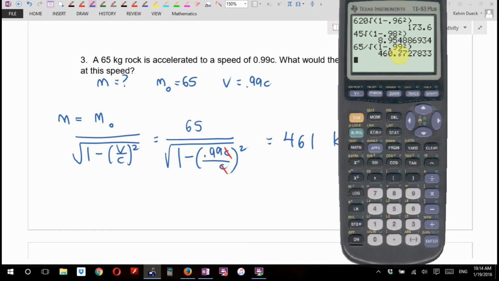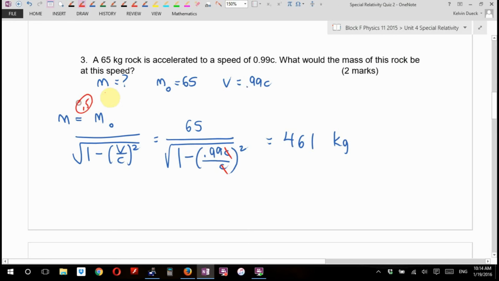460.8. I would take 460, rounded off properly, same as before. Also, half mark, 1 mark, half mark. Let's keep going.